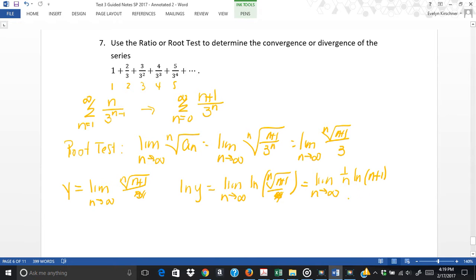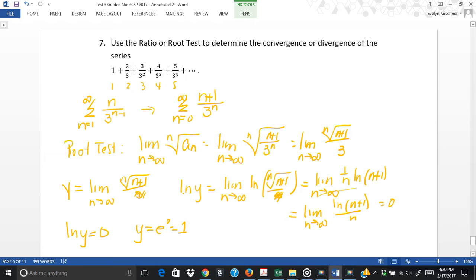If I rewrite it a little bit, it's the limit as n goes to infinity of the natural log of n plus 1 over n. The nice thing about this is it goes to 0, because n grows a lot faster than the natural log. Since this grows faster, it's going to go to 0. So this tells me the limit is 0, so the natural log of y is 0. And that tells me that y equals e to the 0, or 1.